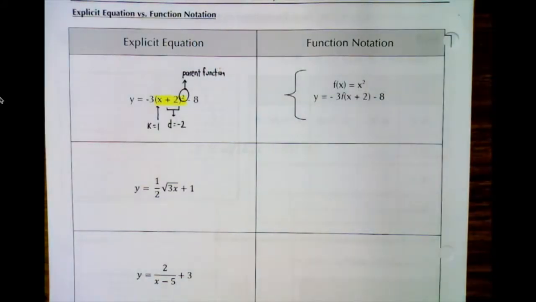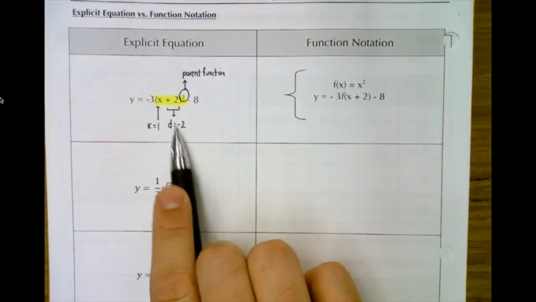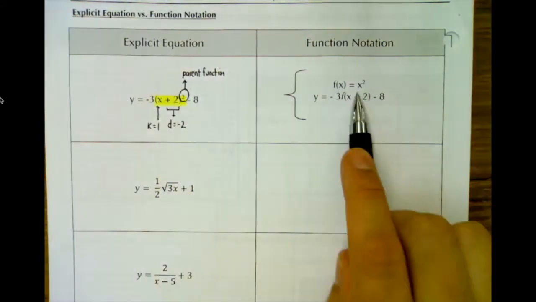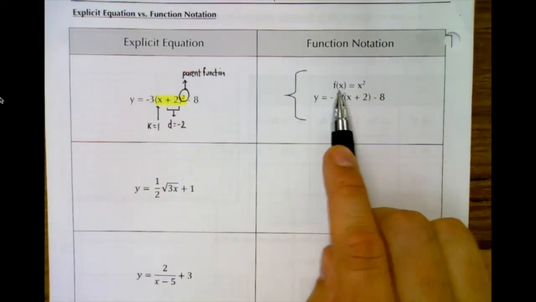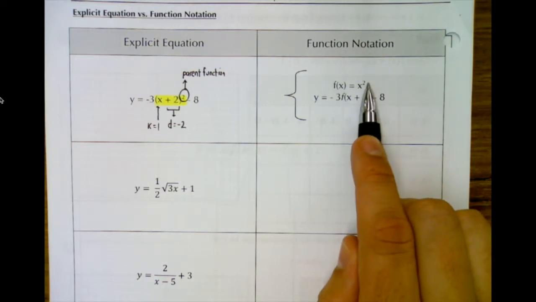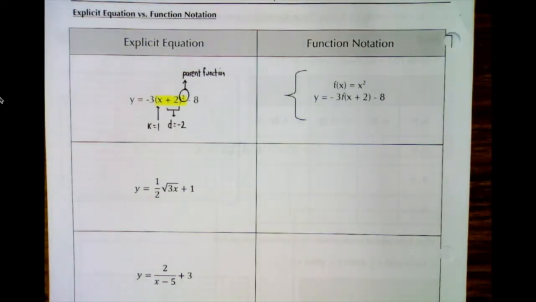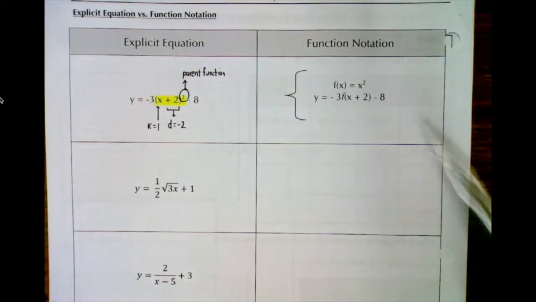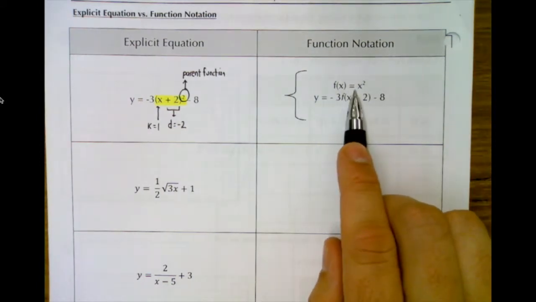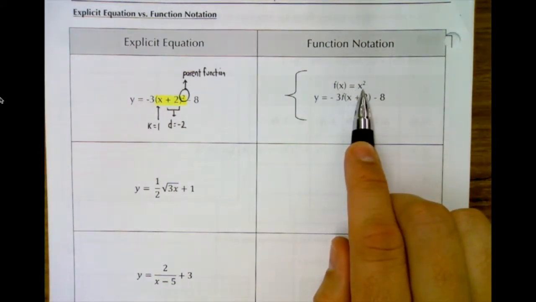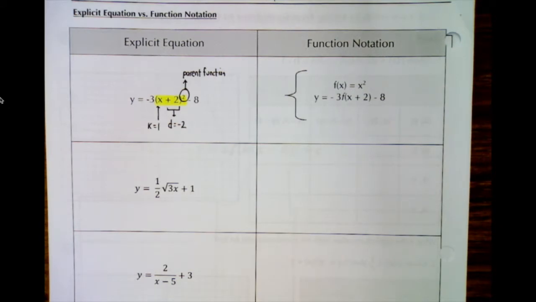So stripping away k and d would leave us just with x squared, and that is our parent function. f of x, our parent function, is x squared. So the first part of function notation is identifying that parent function and writing f of x equals the parent function, x squared. The second part to function notation is writing the transformations.